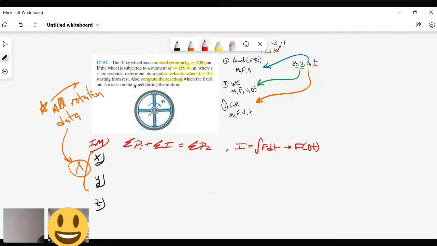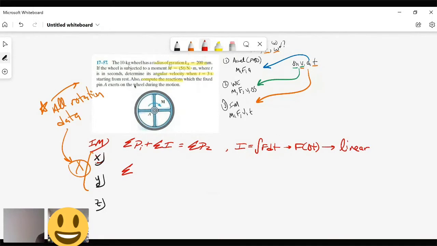So what we're going to do is apply the impulse momentum equation to rotation. Impulse momentum, this is the linear form. All of this data is linear. And now, obviously, we have to do a rotational version. A rotational version is the same exact thing. Remember, all the linear terms have their angular counterparts.